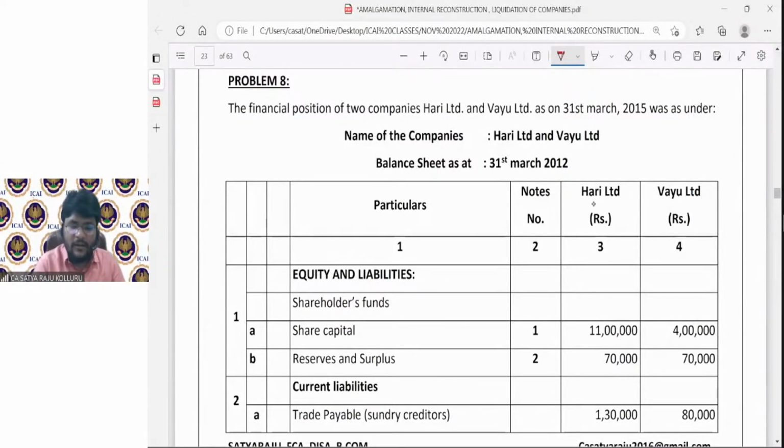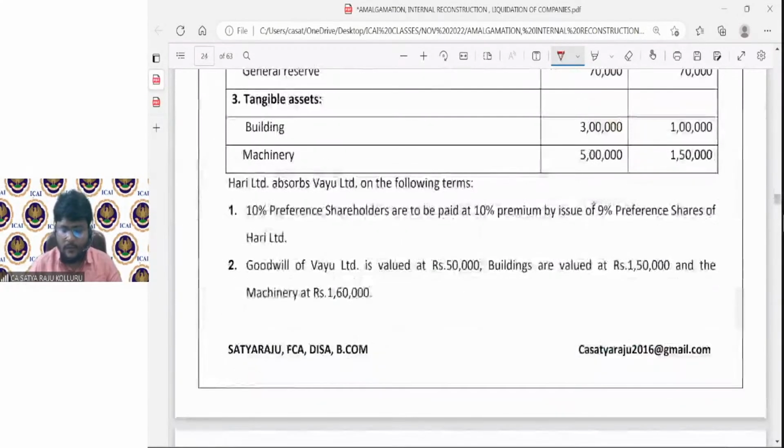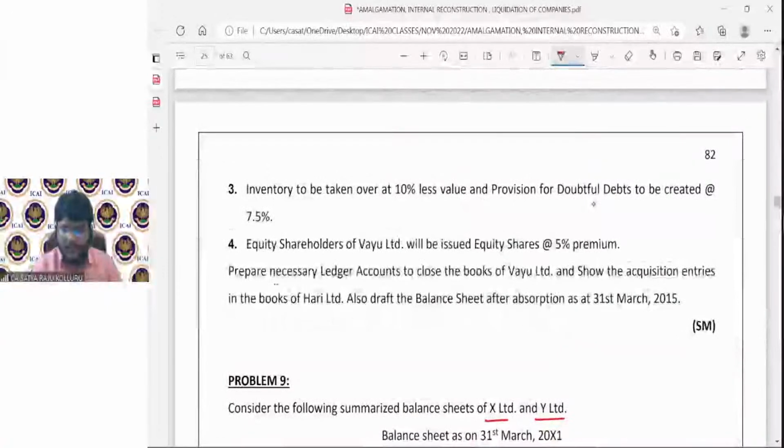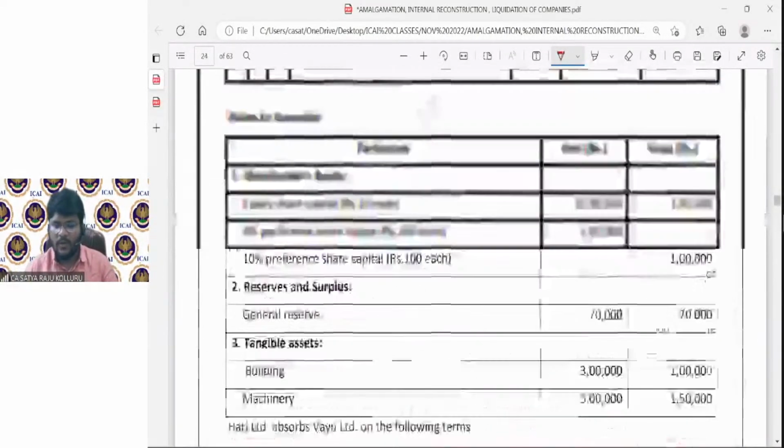Okay, the financial position of two companies, Hari Limited and Vayu Limited, as on 31st March 2015 was as under. First, let me go directly to the requirement. Prepare necessary ledger accounts to close the books of Vayu Limited. That is the selling company's books I need to close. And show the acquisition entries in the books of Hari Limited. In the purchasing company's books I need to pass the journal entries. Also draft the balance sheet after absorption as at 31st March 2015. So the entire conceptual portion is covered in this problem.